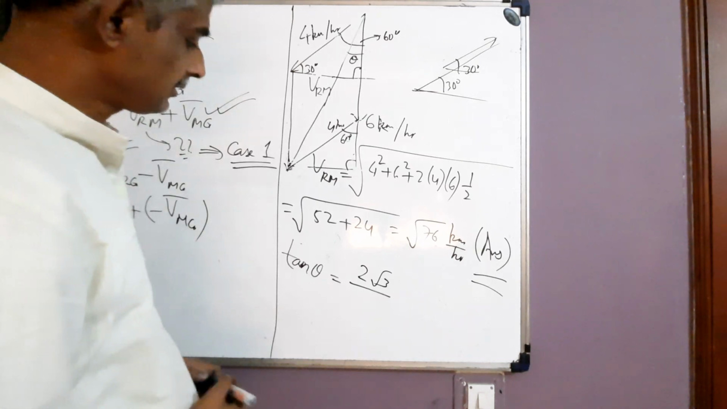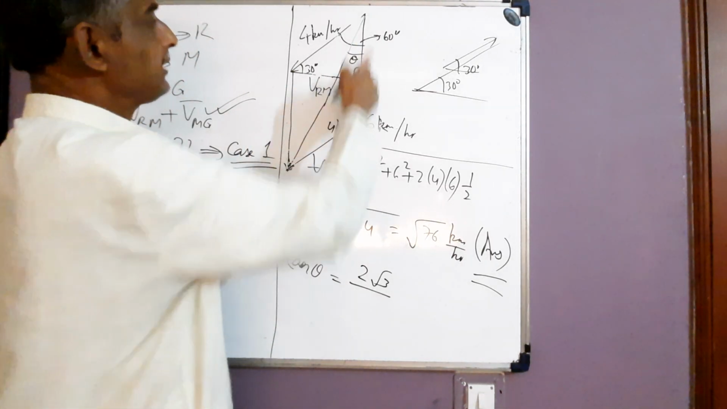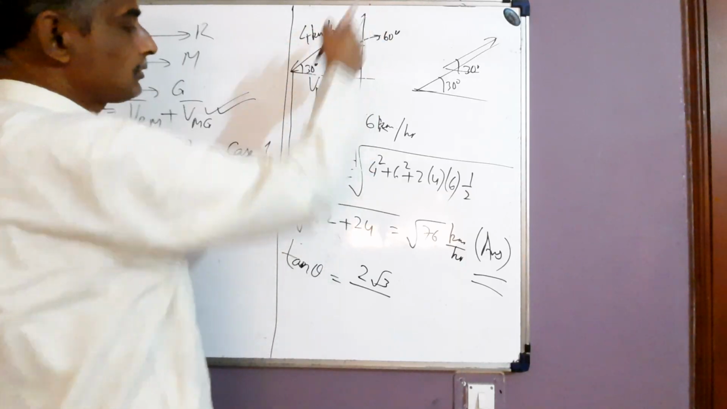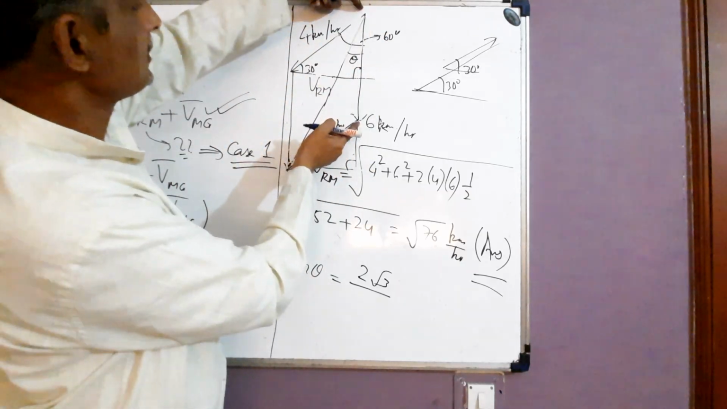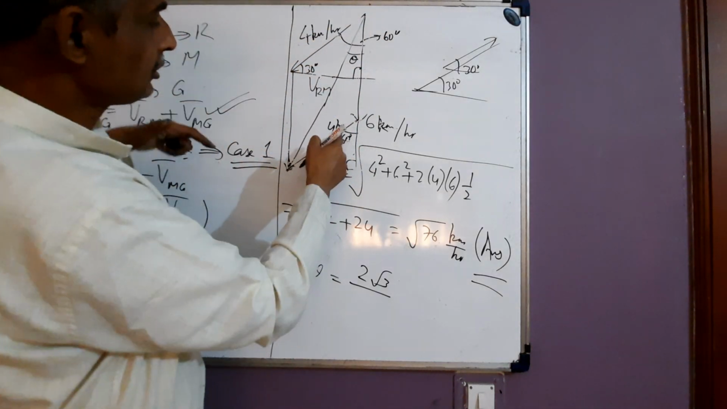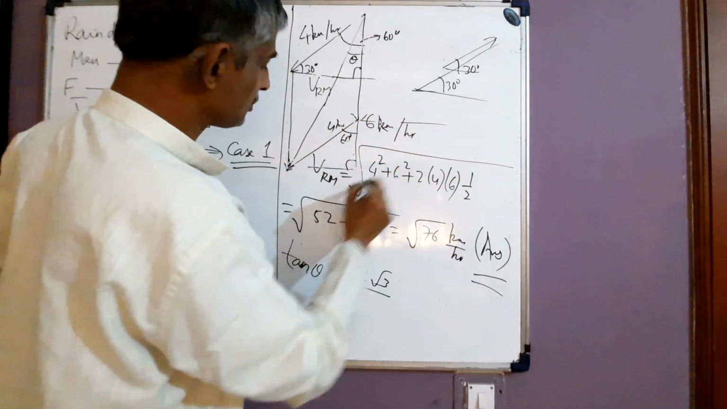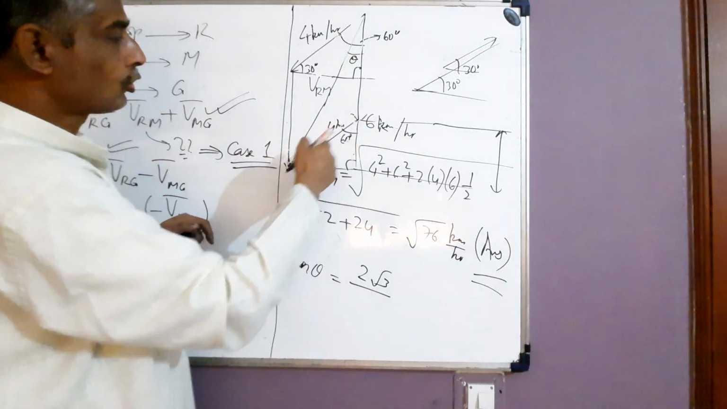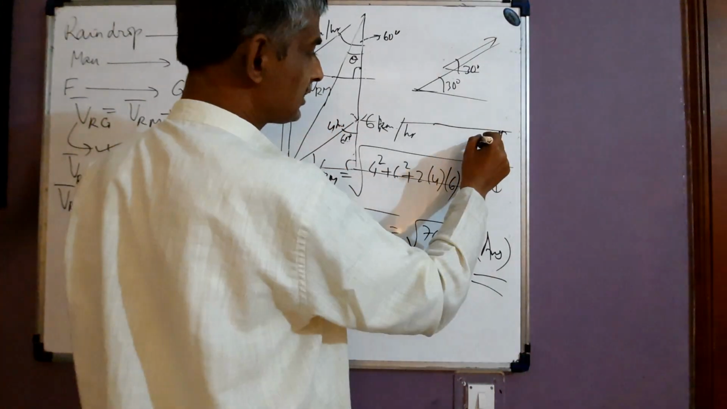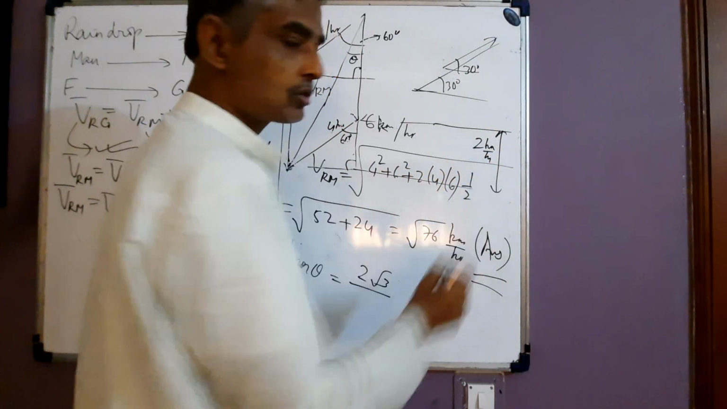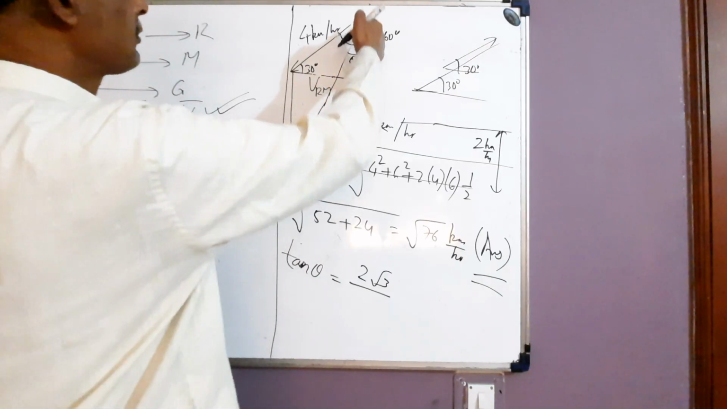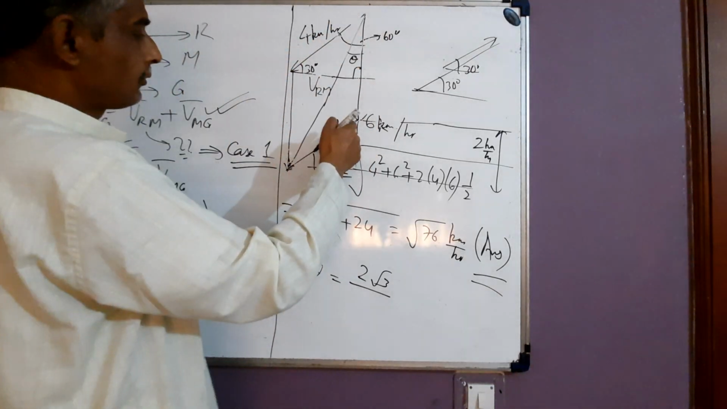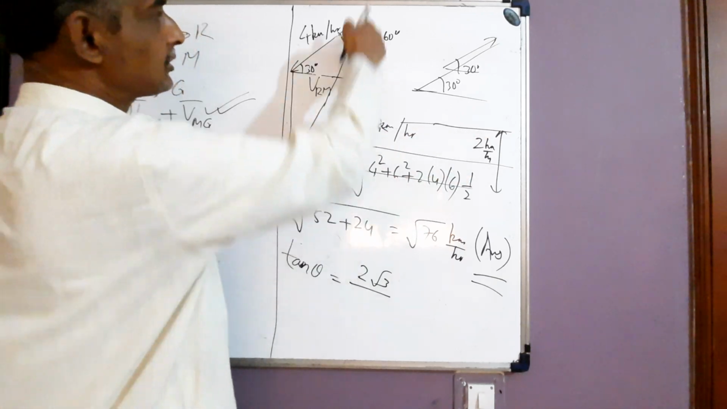Is it clear what I have said? We have tan theta is equal to this side by this side. Now we have to find this side length. How to find this side length? This is how much? 6. This is 4, this is cos 60 degrees. So this will be 4 cos 60 degrees, which is just 2 km per hour because cos 60 degrees is half. So this is equal to 6 and this is equal to 2, so 6 plus 2, this is 8.